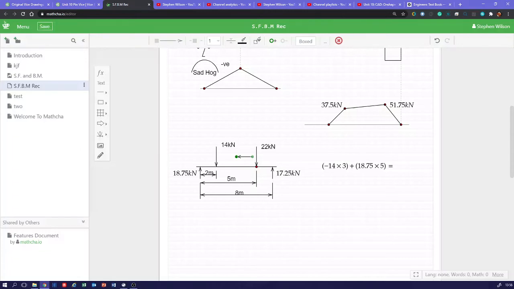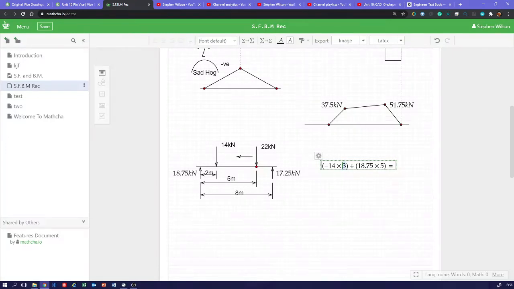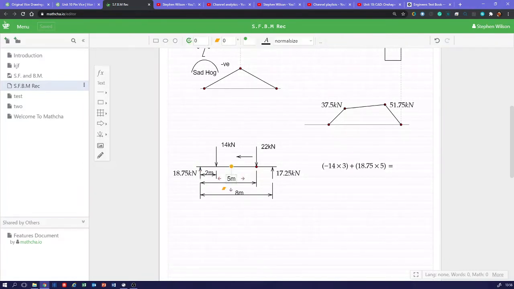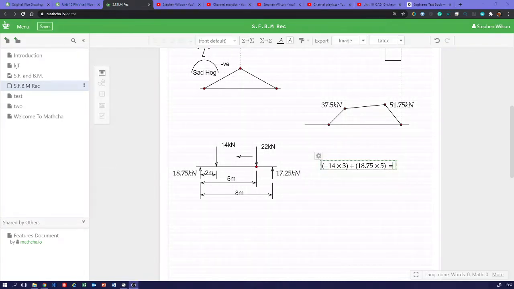So to the left then, we've got a downwards force, and we've got to remember that if it's a downwards force, that's a minus number, okay, and that's times by a distance of 3, yeah, 5 minus 2 is 3, so from here to here is 3 meters, okay, and then we add that, we've got 18.75, which is our reaction force there, and that's 5 meters away from the point we're taking moments about. Okay, so if we just quickly plug those numbers into our calculator, or you can do it in your head if you so desire, and let's see what we get. And that gives us an answer of 51.75.